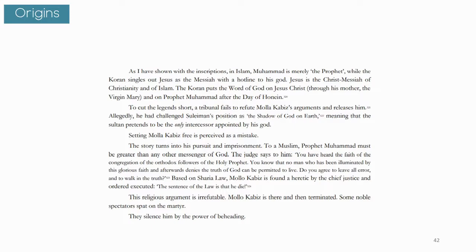To cut the legends short, a tribunal fails to refute Mullah Qapis's arguments and releases him. Allegedly, he had challenged Suleiman's position as the shadow of God on earth, meaning that the Sultan pretends to be the only intercessor appointed by his God. So, according to the legend, the tribunal fails to refute Mullah Qapis's arguments, but AJ Deus would say actually there is a refutation of his arguments, and where do you find them?